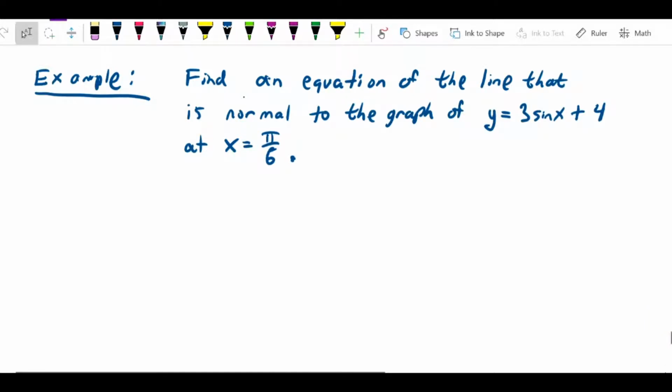So let's use these rules in an application. What we want to do is find the equation of the line that's normal to the graph of y equals 3 sine x plus 4. First of all, let's be clear on what we mean by normal. Normal is just another word for perpendicular.